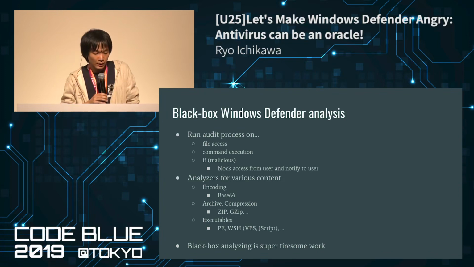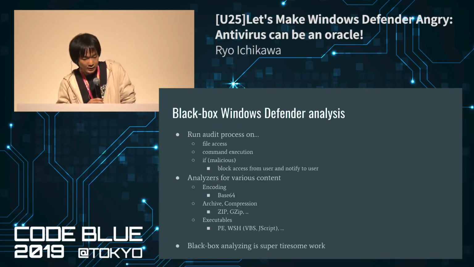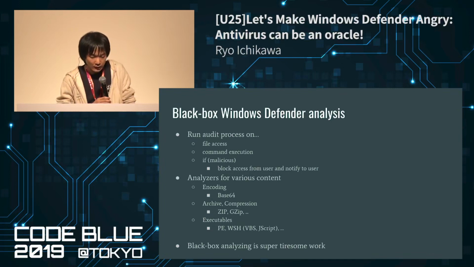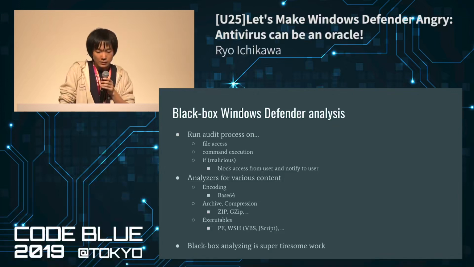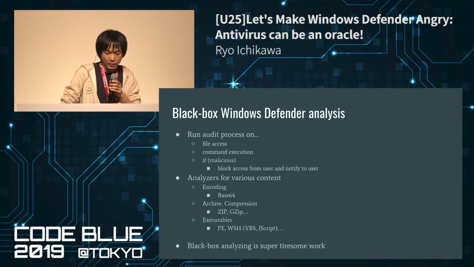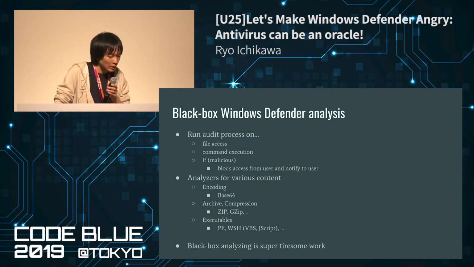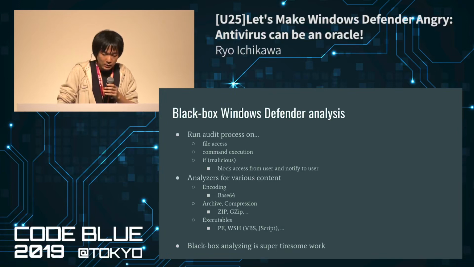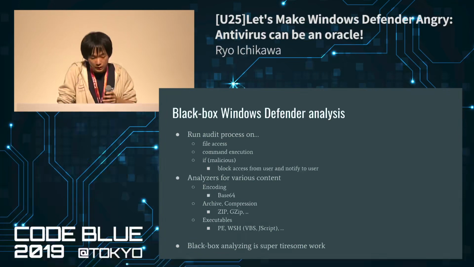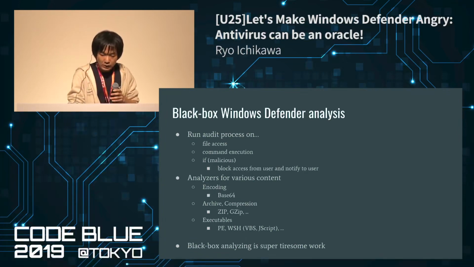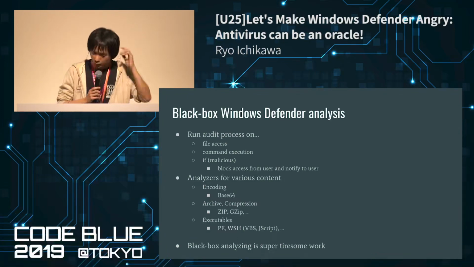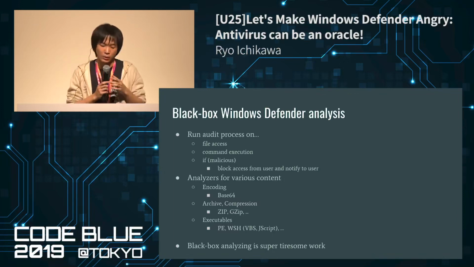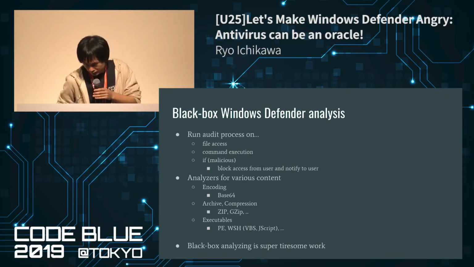After some tries, I found they run an audit process on file access and command execution, and if they detect something malicious, they block access from the user and notify the user. And there are analyzers for various contents, like base64 encoding, archive compressions, and executables as well. So black box analyzing is super tiresome work. Here, I'd like to show you a demonstration of how Windows Defender detects contents.